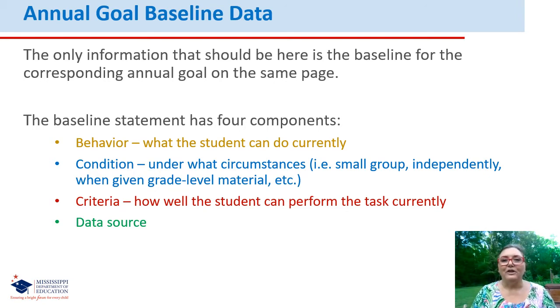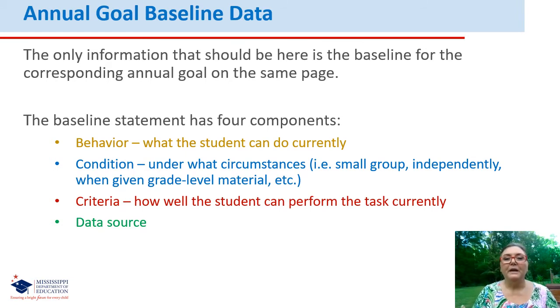Secondly is the condition, and that's what circumstances. Do we want the behavior to happen when the student's reading a grade level passage? Do we want the behavior to be during transitions in the classroom or in the hallway? Do we want it to happen in small group? So think about what you want the student to do and where it's going to happen and what's going to be going on.